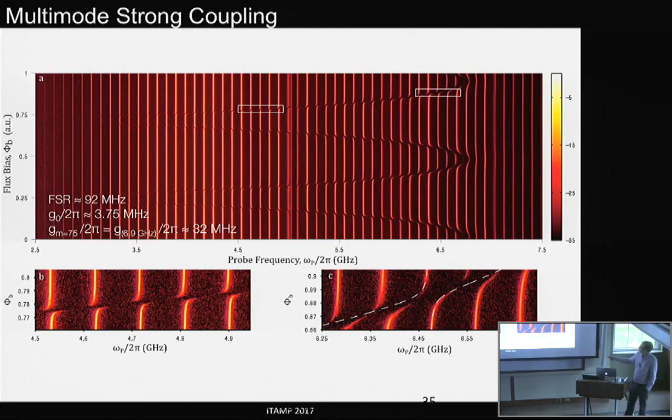And here we have a G at this point that's about 30 or 40 megahertz and a free spectral range that's 90 megahertz. So we have G that's of the same order as the free spectral range, which is enough to actually get strong coupling of all of the modes.